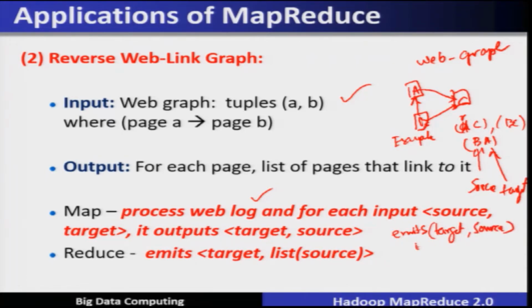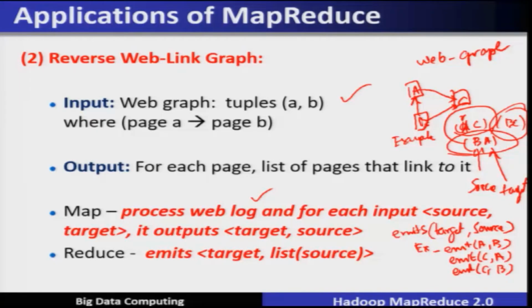That means, for example, for BA it will emit A and then B, and for AC it will emit C and then A, and for BC it will emit C and then B. Now, after doing this emit, the reduce function will accept this target.